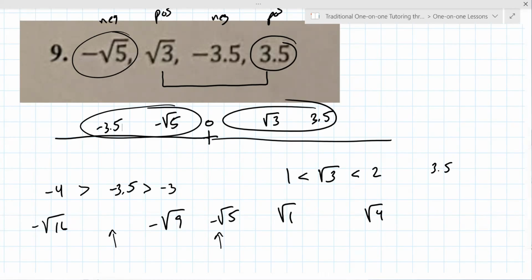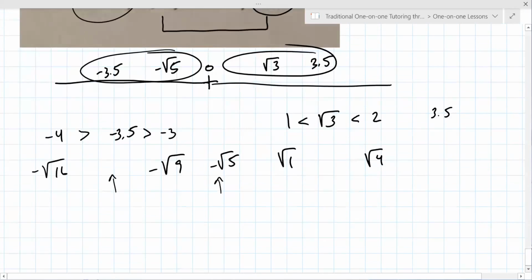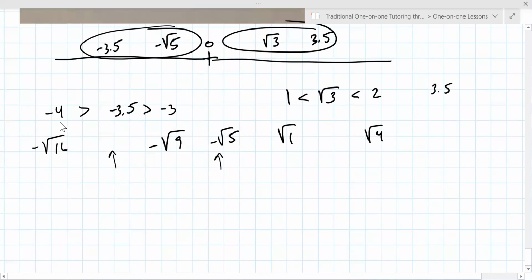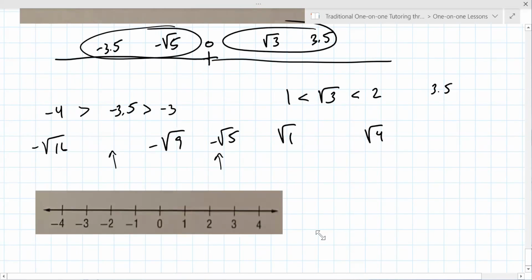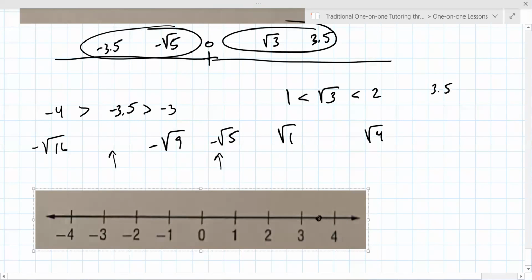All right, now let's put this on a number line. Okay, so 3.5, that's an easy one. That's right there. Boom, 3.5. And then minus 3.5 is there. Okay, but where's the square root of 3? Well, we already said it's between 1 and 2, but it's closer to 2 than it is to 1. So maybe it's right there.